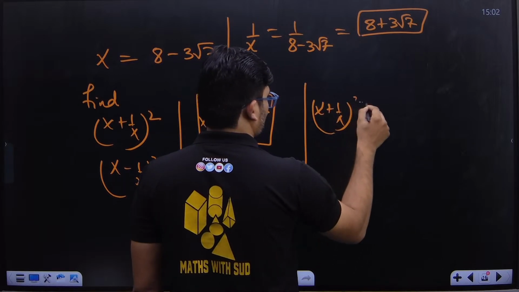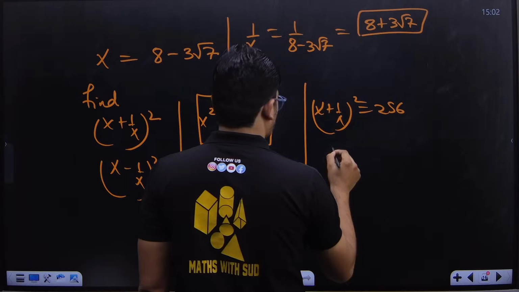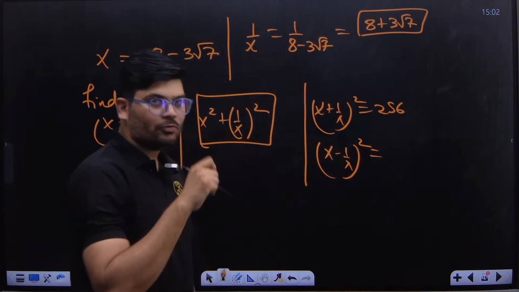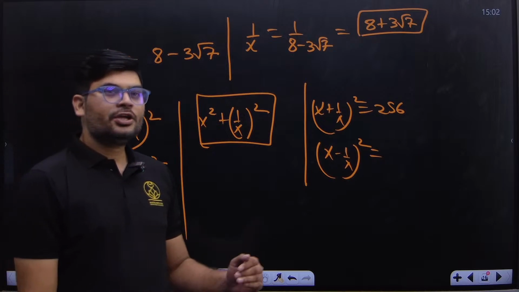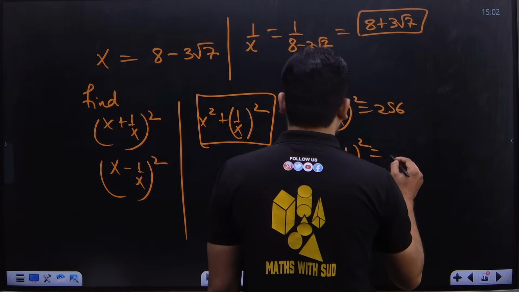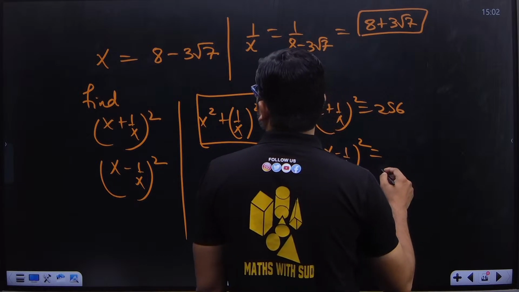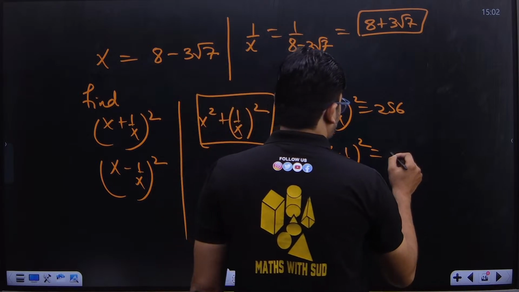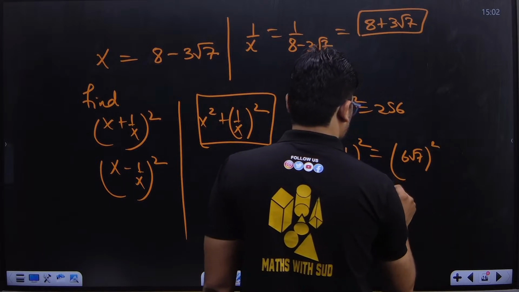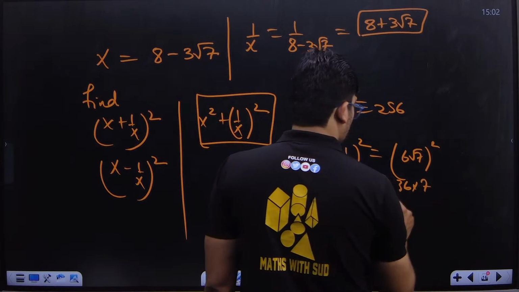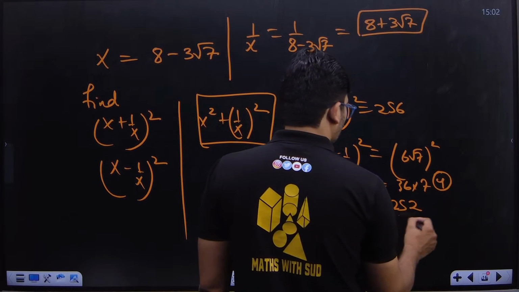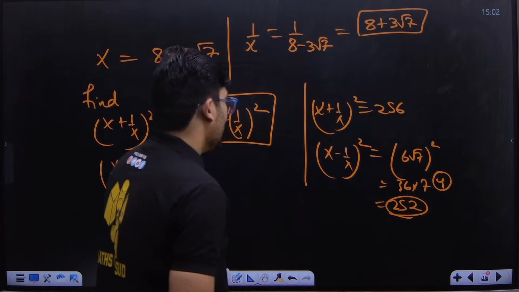And now we have to do the same thing, but for minus, so x − 1/x. So in that case, only the rational part will get cancelled out, and you will be left with only the irrational part. So 3√7 whole square will be how much? 6√7 whole square. 36 into 7. So 7 into 6 is 42, 7 into 3 is 21, plus 4 is 25. So 252. Are you getting it? Yes, sir.